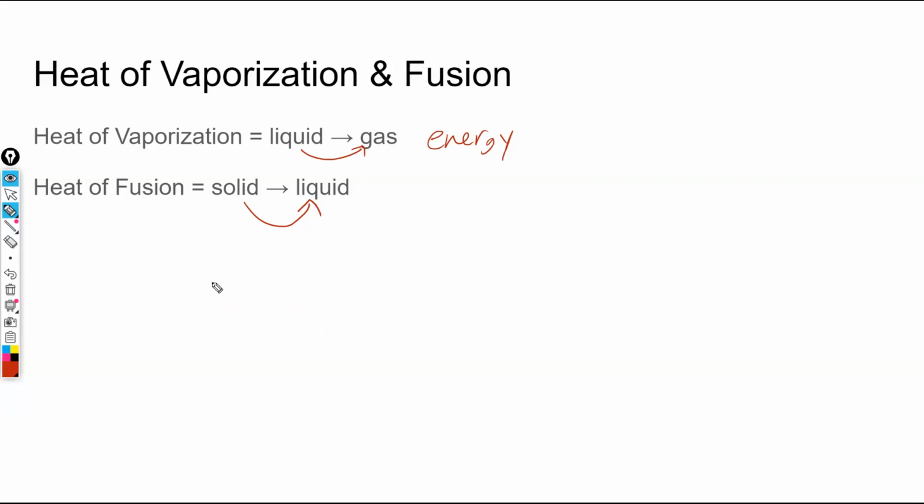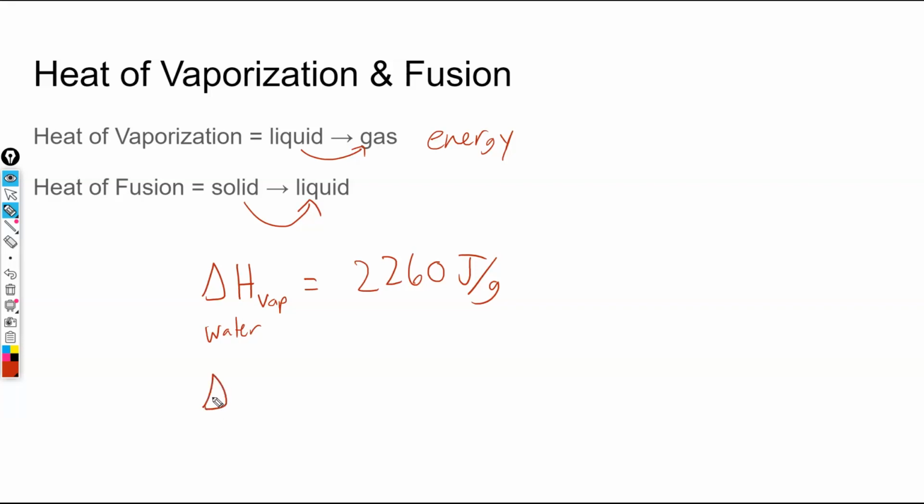For example, we'll call these delta H. If we're looking at heat of vaporization, it'll be delta H subscript VAP. So the delta H of water in this case is 2,260 joules per gram. What that means is I need 2,260 joules of energy to vaporize 1 gram of water. So if I had 10 grams of water, I would need 10 times this amount.